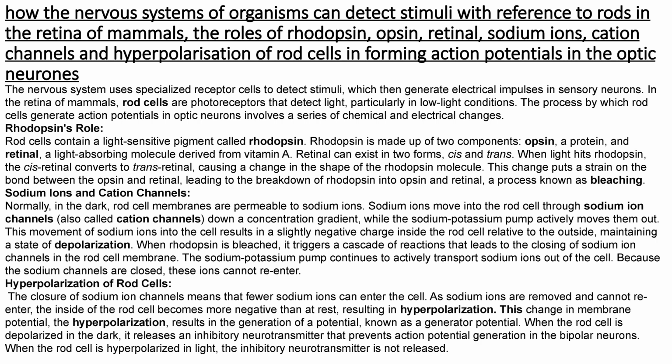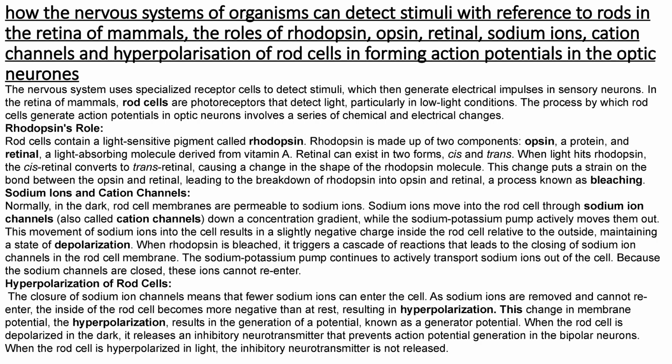When rhodopsin is bleached, it triggers a cascade of reactions that leads to the closing of sodium ion channels in the rod cell membrane. The sodium potassium pump continues to actively transport sodium ions out of the cell, and because the sodium channels are closed, these ions cannot re-enter.